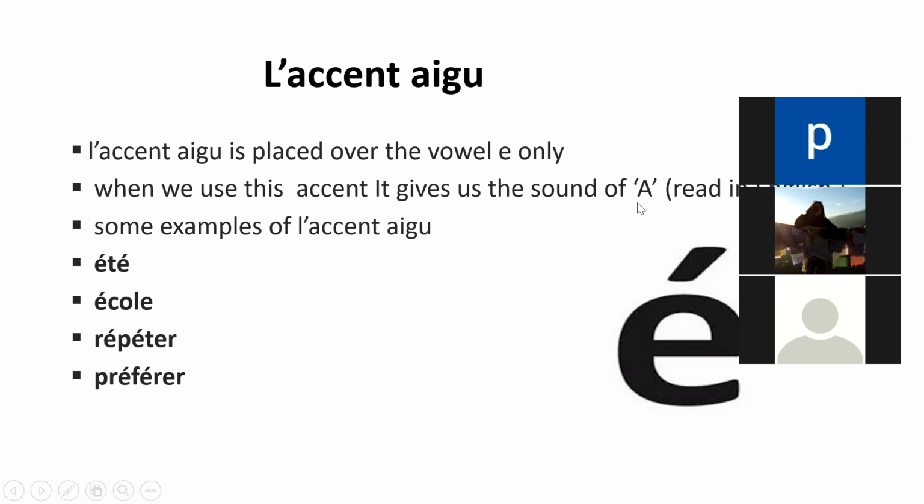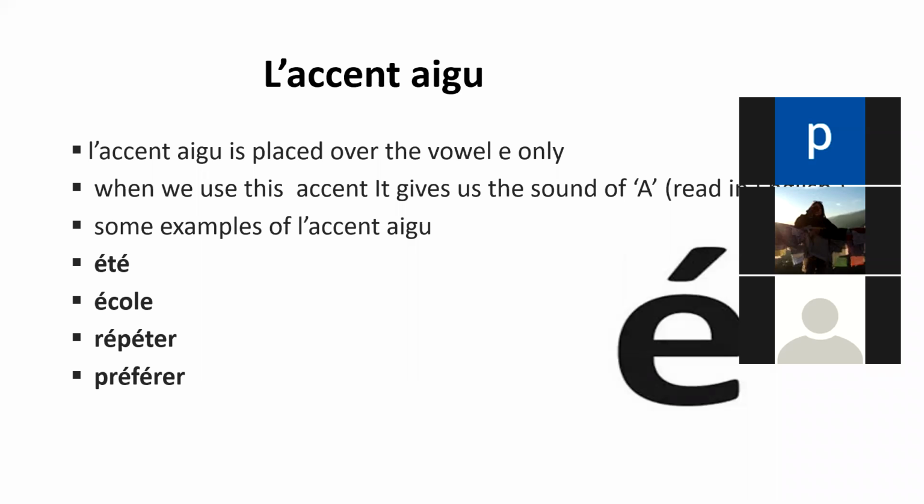In English we read it as A. Here we have some examples. It is like été, that means summer. It's going to sound like été, summer. Please note down the meanings because they are not written here. And you can find these PPTs in your group. I've already sent them there.